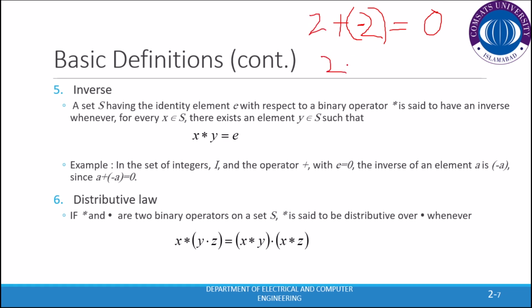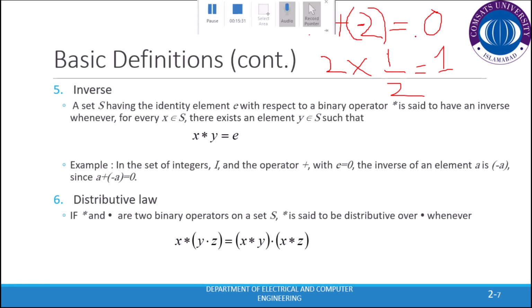Similarly, if I say 2 multiplied by 1 by 2, it gives 1. So in our simple multiplication, if we multiply 2 with its inverse, that is 1 by 2, we get back 1, that is our identity element with respect to multiplication. 0 is the identity element with respect to plus, and 1 is the identity element with respect to multiply. So this is the same definition of inverse here.